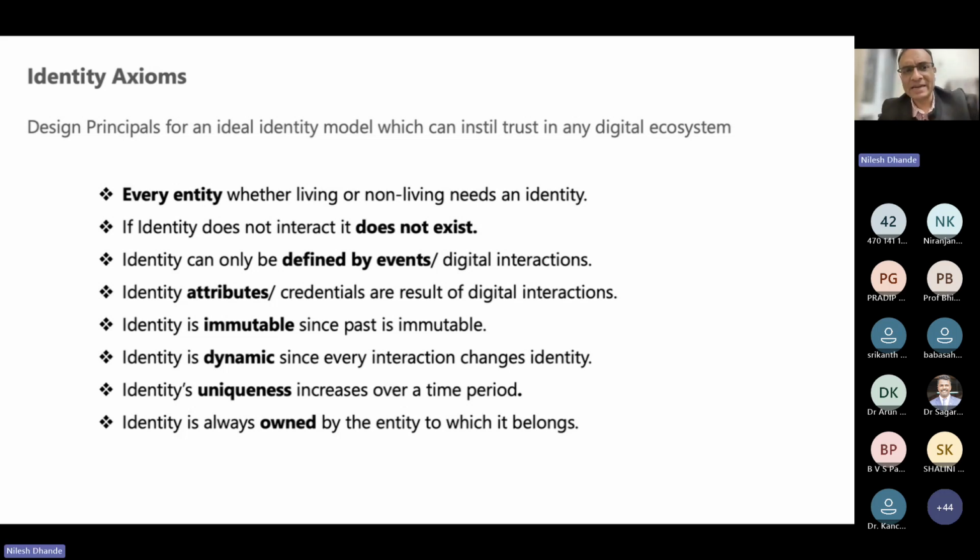So these are certain identity axioms that are there. Every entity, whether living or non-living, needs an identity. We discussed that: APIs, IoT devices, humans, even enterprises. Your college needs an identity, right? Your college transacts with the bank. It is not the individual. So every entity needs an identity. If identity does not interact, it does not exist in the digital world, right? If it does not have a footprint, it does not exist.